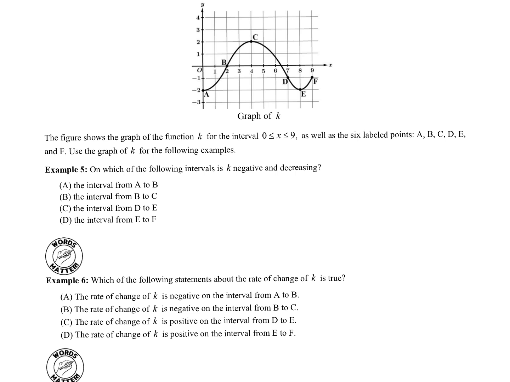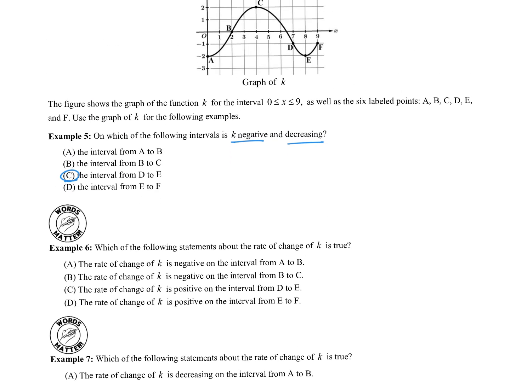All right, so now we have our figure from 0 to 9. We need to figure out which of the following intervals is K negative and decreasing. Well, what does it mean to be negative? Negative y values. And then decreasing means which way? It's going down. So when is it negative and going down? D to E. All right, pretty simple.